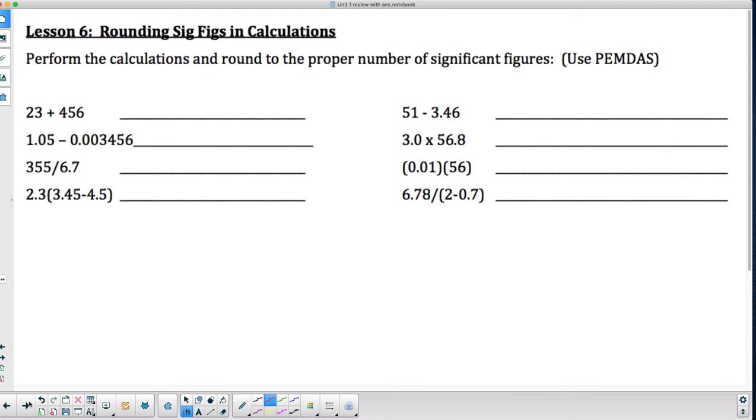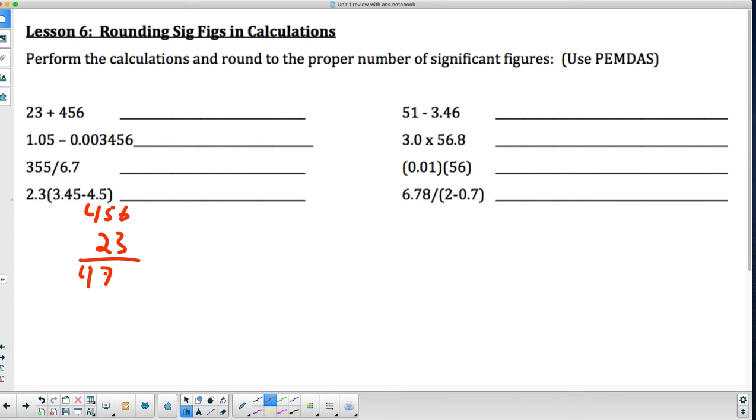Let's keep going. Lesson 6 is rounding significant figures in calculations. So here, let me grab my calculator. Whoa. So here, I have 23 plus 456 equals, now here's how I do this though. I always write them out lined up so that the ones, the tens and the hundreds are lined up.